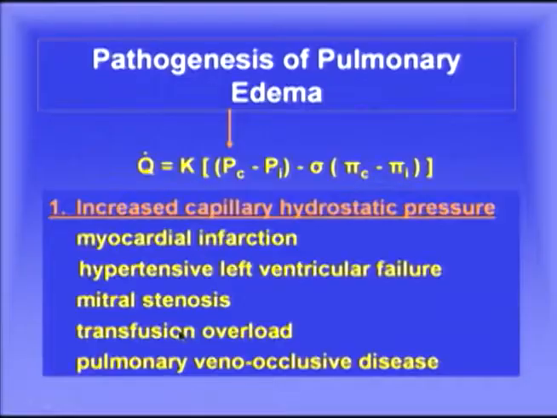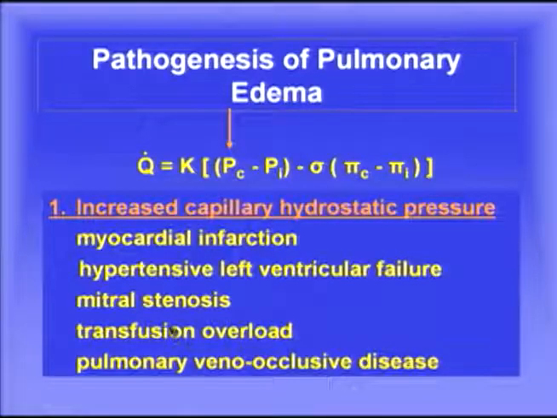And the reason why there's no alveolar edema is not fully understood, but apparently what happens is there is an increase in the number and the caliber of the lymphatics in this condition, and that allows the edema fluid to be removed from the lung.